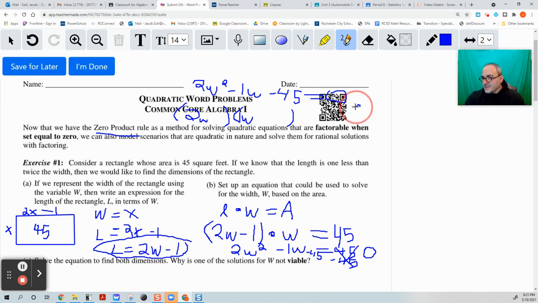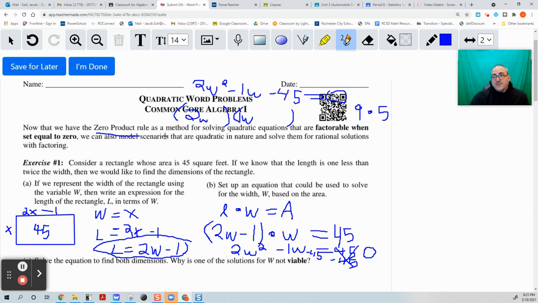So I'm thinking about the factors of 9 and 5. They both equal 45. That's good. If I multiply 9 and 5 together, I get 45. One of these numbers has got to be negative, because I have a negative 45 here. So one of these numbers has got to be negative.